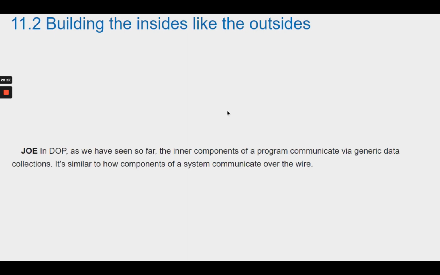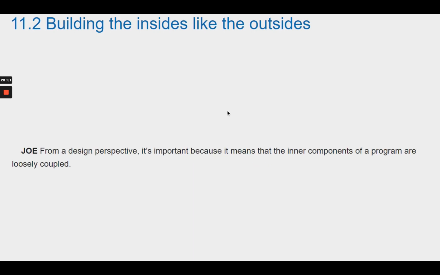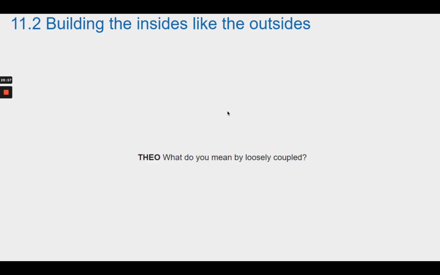Joe, in DOP, as we have seen so far, the inner components of a program communicate via generic data collections. It's similar to how components of a system communicate over the wire. Tip: we should build the insides of our systems like we build the outsides. Theo, why is that so important? Joe, from a design perspective, it's important because it means that the inner components of a program are loosely coupled.